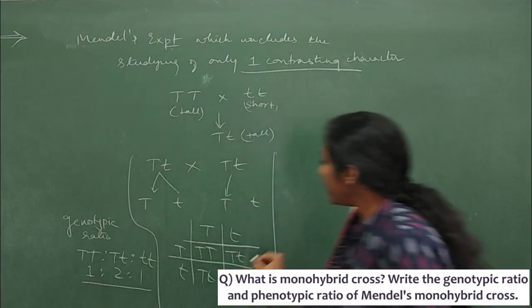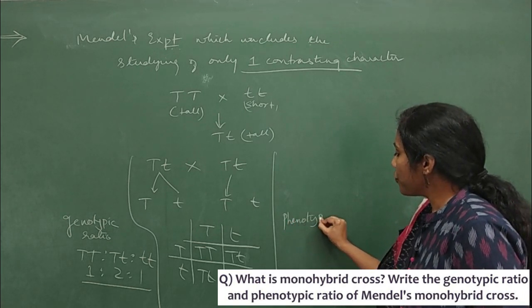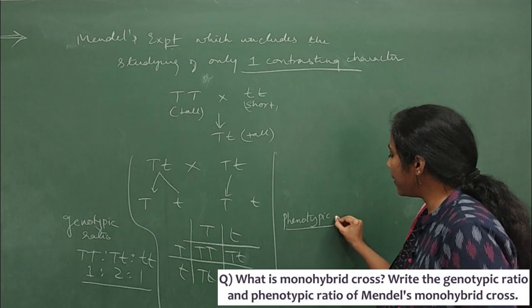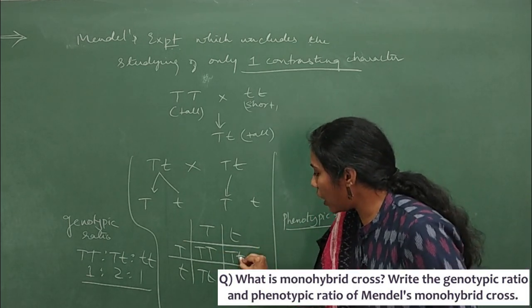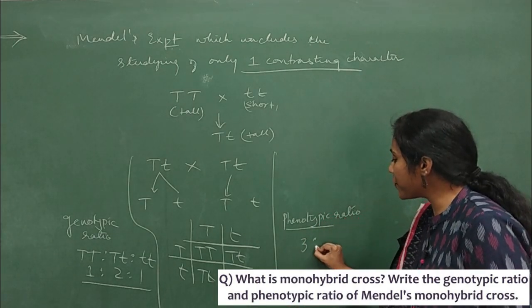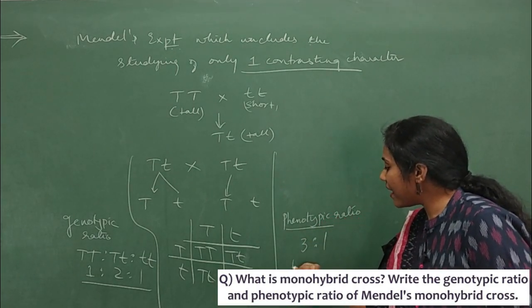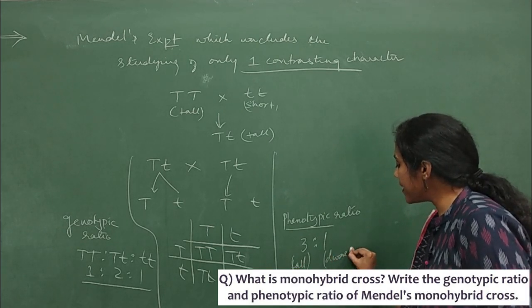And now let me write phenotypic ratio. So what is a phenotypic ratio here? See, tall plant, dwarf plant. That means 3:1. 3 plants are tall and 1 plant is dwarf, isn't it?